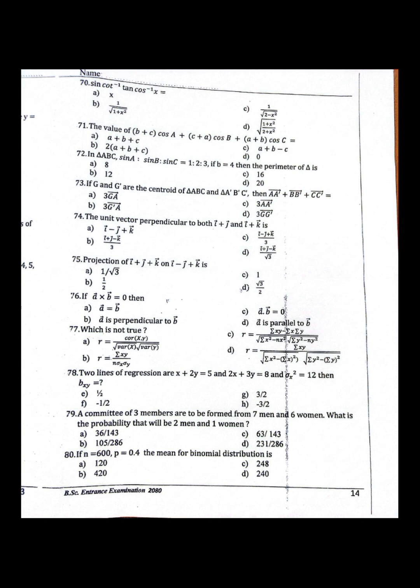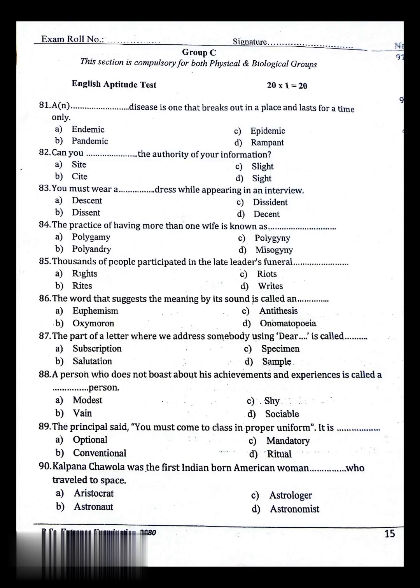79. A committee of 3 members is to be formed from 7 men and 6 women. What is the probability that there will be 2 men and 1 woman? A, 36 upon 143; B, 105 upon 286; C, 63 upon 143; D, 231 upon 286. 80. If n equals 600, p equals 0.4, the mean of binomial distribution is: A, 120; B, 420; C, 248; D, 240.